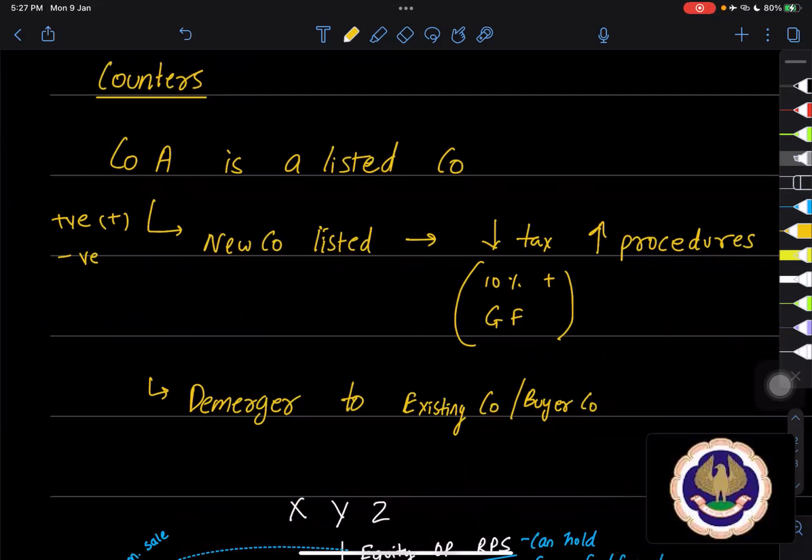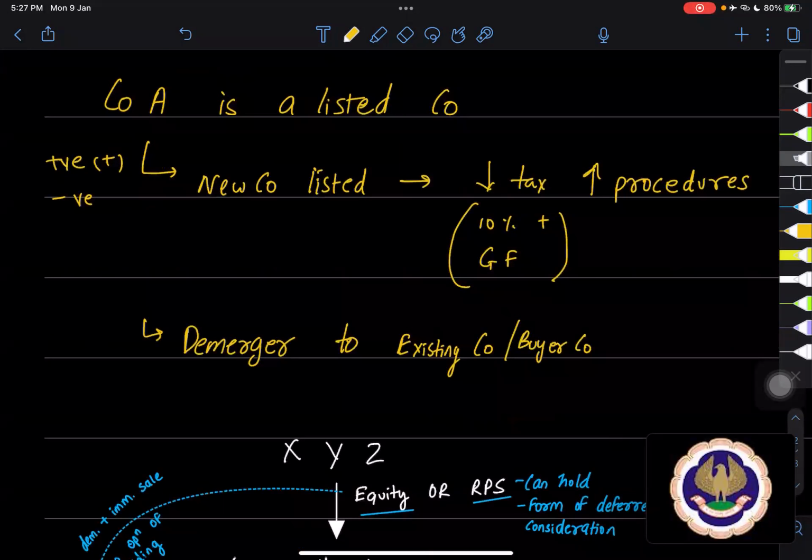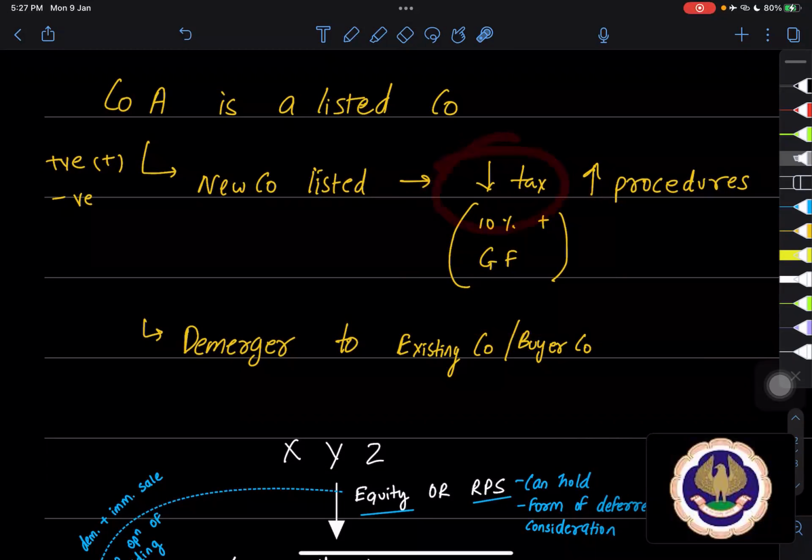But I'm just saying that in case the company we are looking at is a listed entity, there are some other complications that we have to consider. One of the possibilities is that we may have to get the new company listed. There are certain advantages and disadvantages of getting the new company listed. As I mentioned here, one of the advantages is that the tax rate would be reduced. The shares of a listed company are subject to tax at 10% plus surcharge and cess instead of 20%, right? So 20% is not the tax rate, it's 10%. So you reduce your tax rate to that extent.